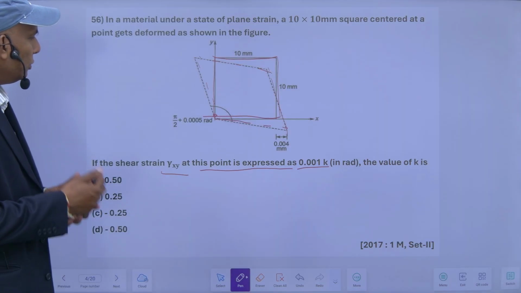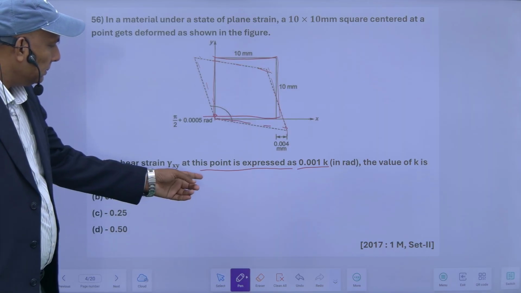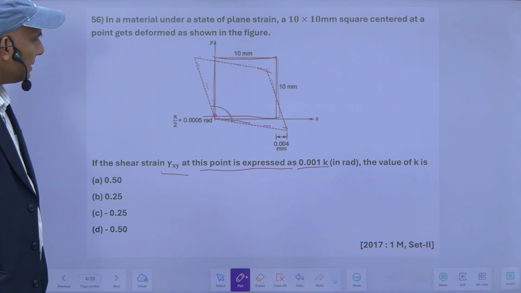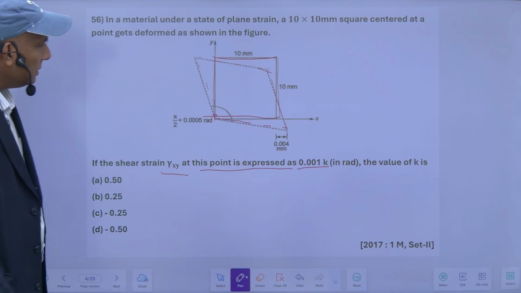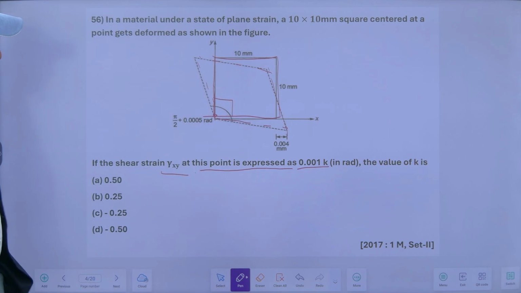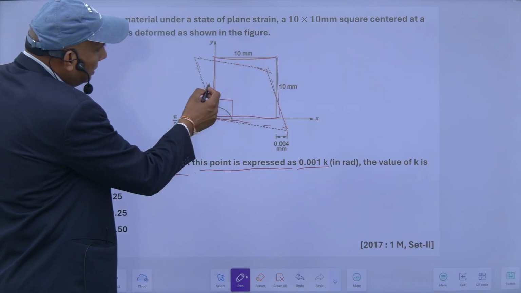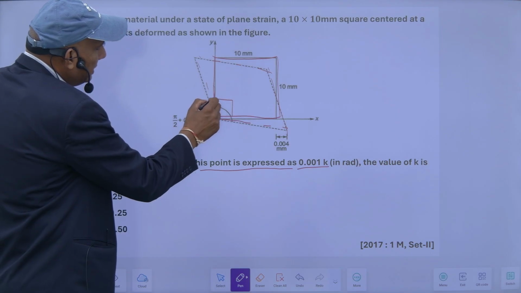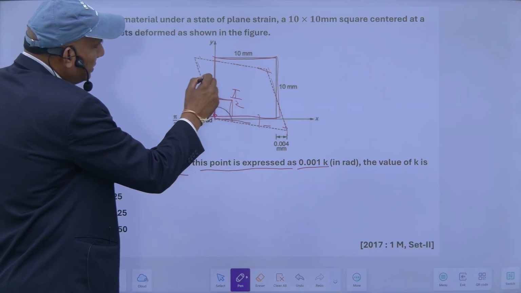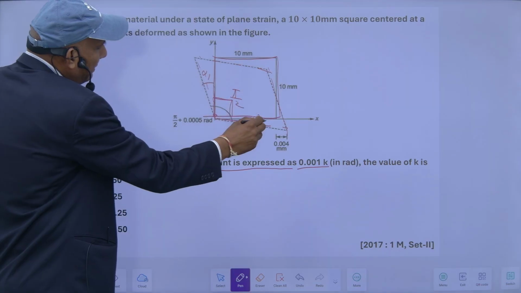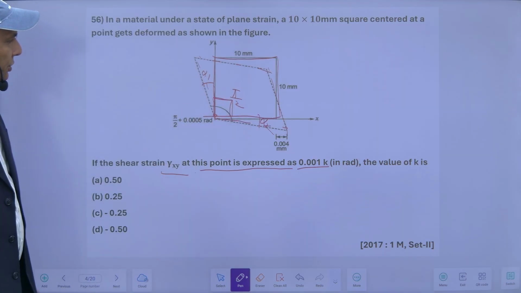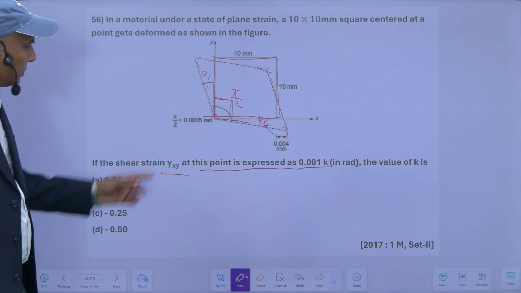My shear strain is equal to the change in the angle. Originally this angle was 90 degree, and after deformation the angle is this much. This is 90 degree minus this, plus this. Suppose this is alpha 1, this is alpha 2. So alpha 1 plus alpha 2 is the total change in the shear strain angle.